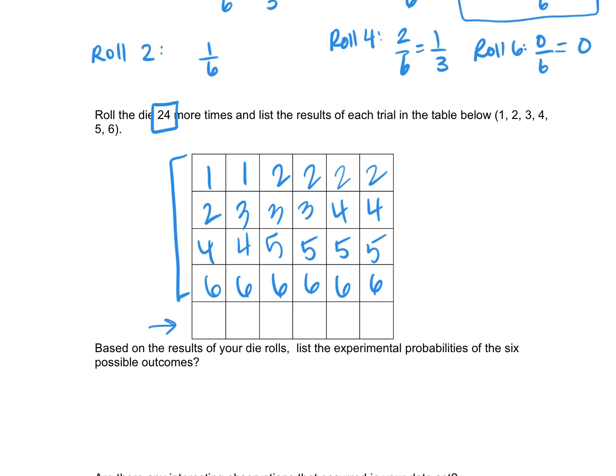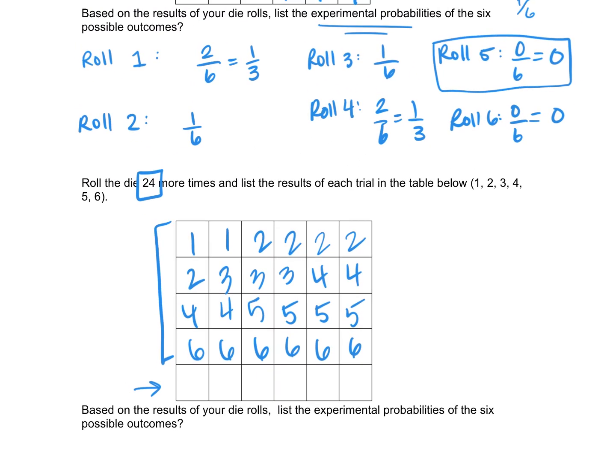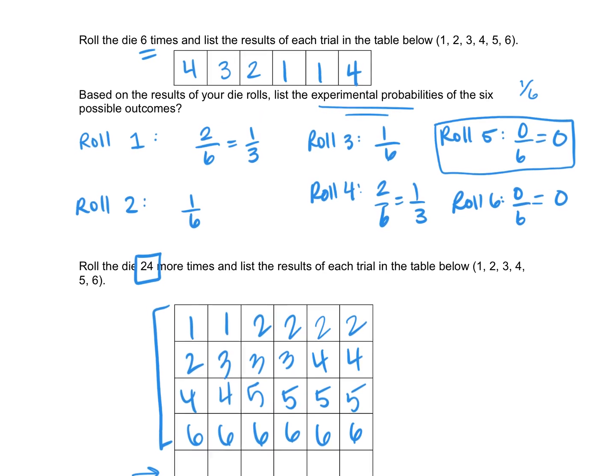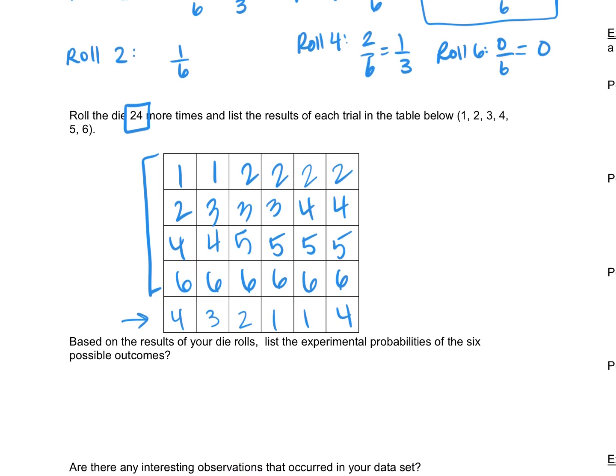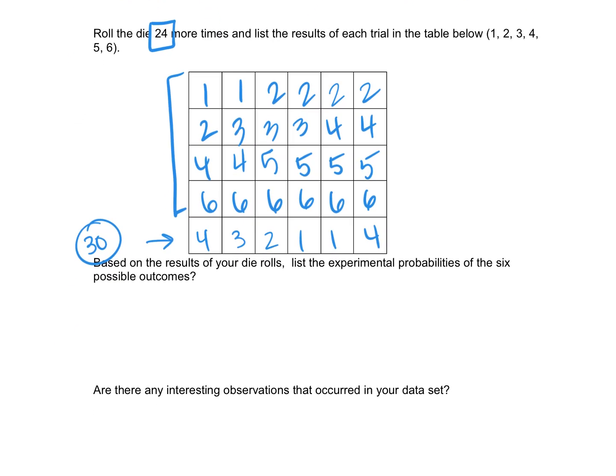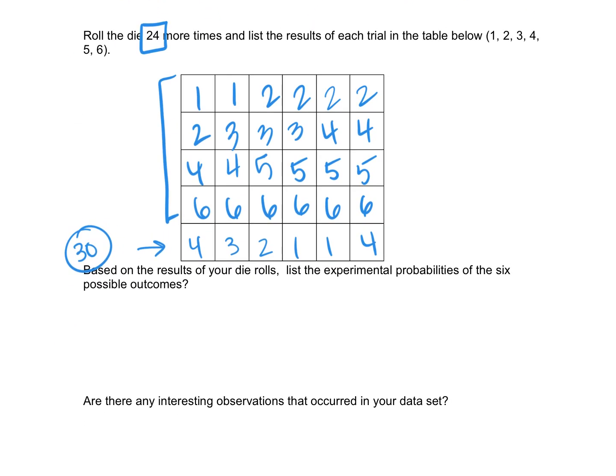I could put in my original 6 rolls, so if I want to add those to just have more data in here, 4 3 2, 4 3 2 1 1 4. Again, yours will be different, but I added in this last row so that way I could have 30 results again, because it seems like the more results that you have, then you're going to get closer to that experimental probability. So let's look at the probability now.